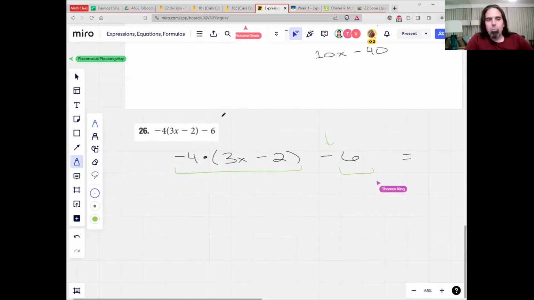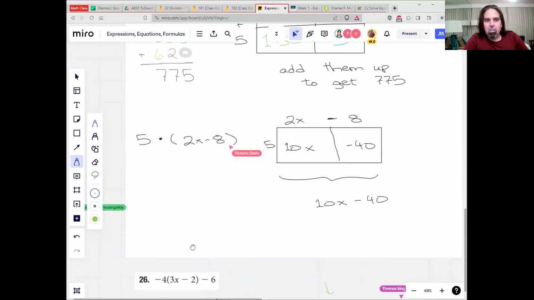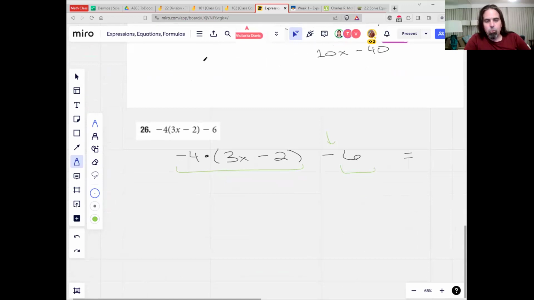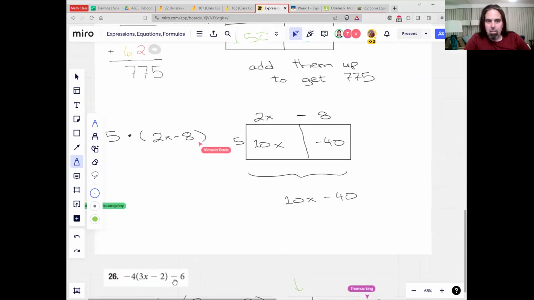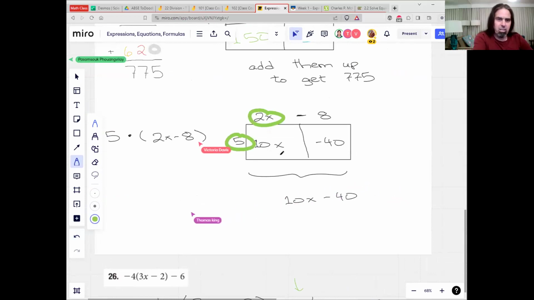Now I'm going to do what officially is called distribute, what we just did with the box. I have to take what's going on in front of this bit and apply it to both parts of it. You can draw the box if you want, but what's happening is first the -4 is being matched up with 3x, and then the -4 is being matched up with -2.